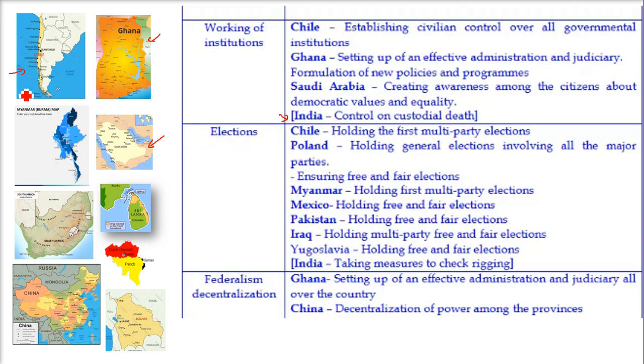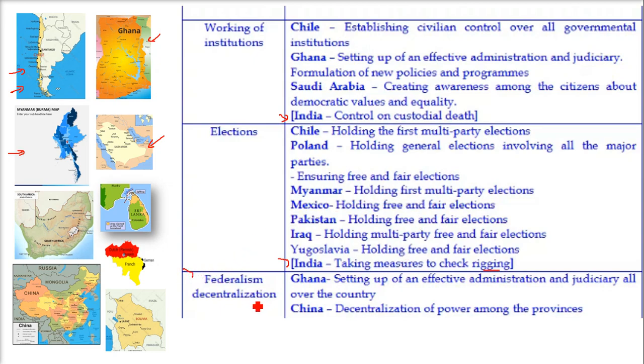Coming to the elections, in Chile, holding the first multi-party election. In Poland, we have holding general elections involving all the major parties and ensuring free and fair elections. In Myanmar, that is Burma, holding first multi-party elections. In Mexico, holding free and fair elections. In Pakistan, holding free and fair elections. In Iraq, holding multi-party free and fair elections. In Yugoslavia, holding free and fair elections. And of course India, if rigging is there in elections, we need to put some hard measures to tackle it.